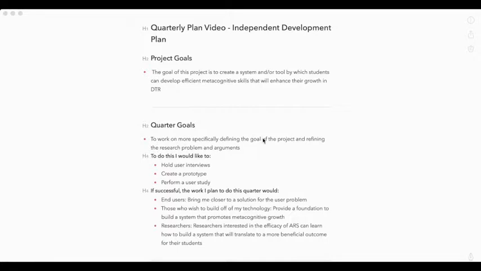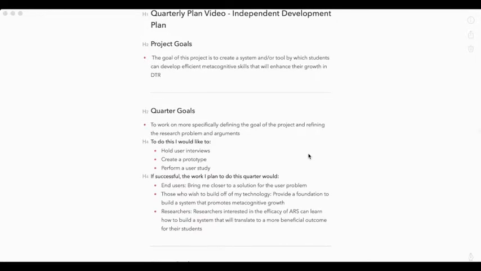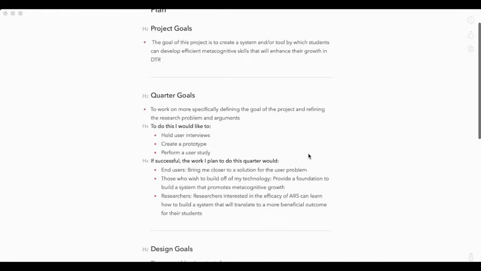My goals for the quarter are to work on more specifically defining the goal of the project and refining the research problem and arguments. To do this, I would like to hold user interviews to help with need finding. I'd like to create a prototype, which will be incorporated into a user study.